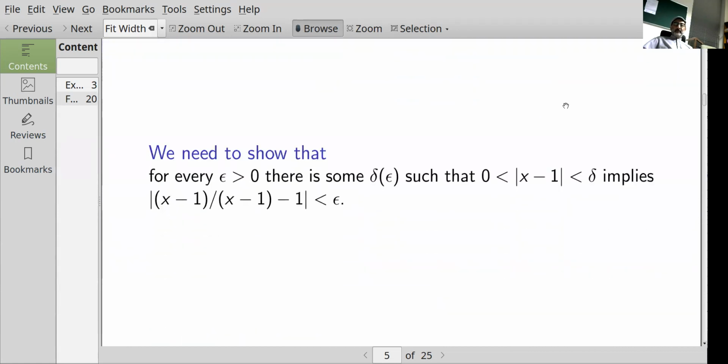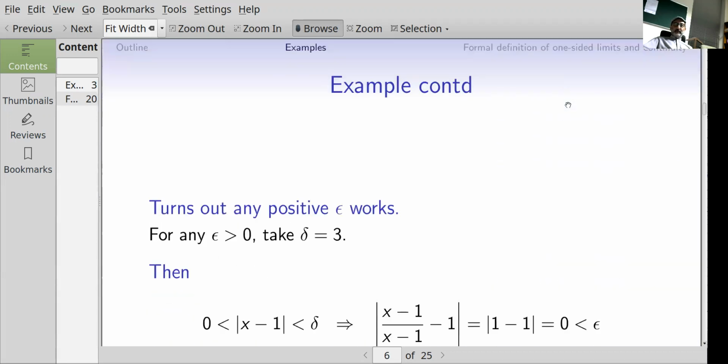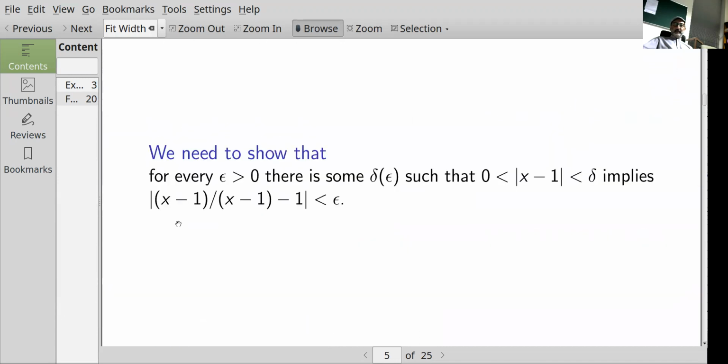We need to show for every epsilon greater than 0, there exists some delta dependent upon epsilon, such that 0 less than absolute value of x minus 1 less than delta implies that the absolute value of (x minus 1) over (x minus 1) minus the claimed limit 1 is less than epsilon. Okay, but notice something here. If x is not equal to 1, and here 0 less than absolute value of x minus 1 is guaranteeing that x is not equal to 1, then this (x minus 1) divided by (x minus 1) is 1. So you've got 1 minus 1, which is 0, which is less than epsilon.